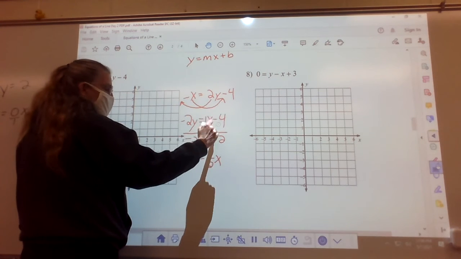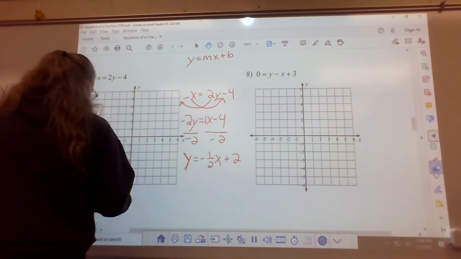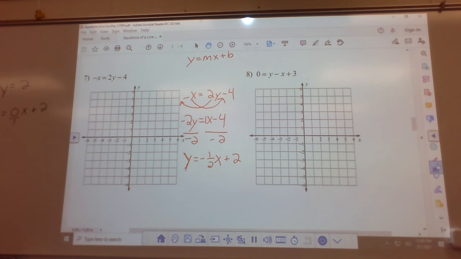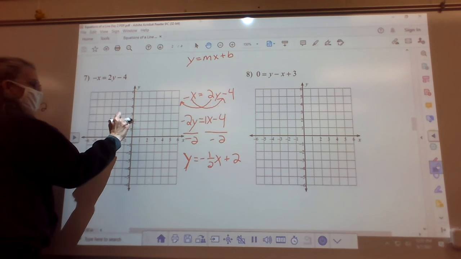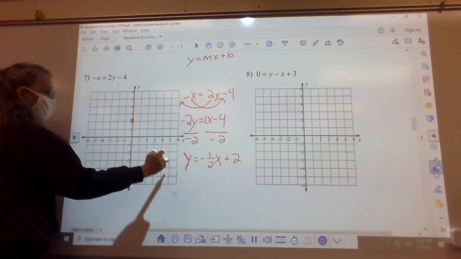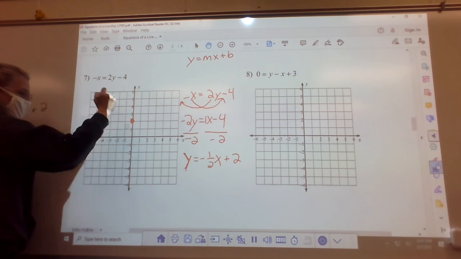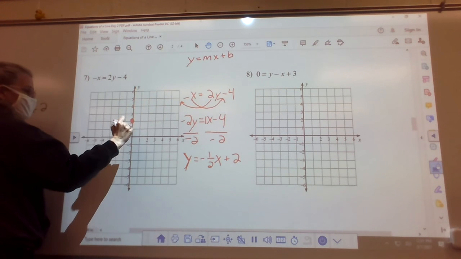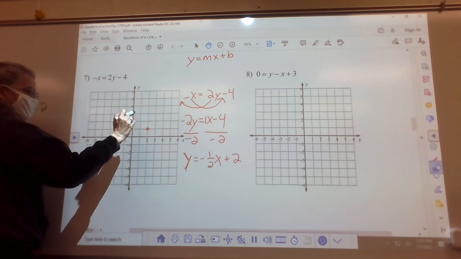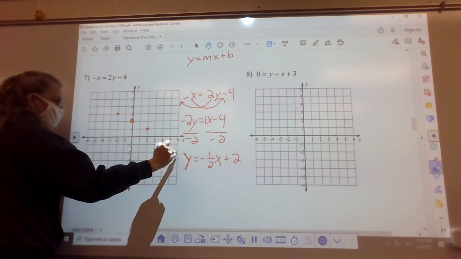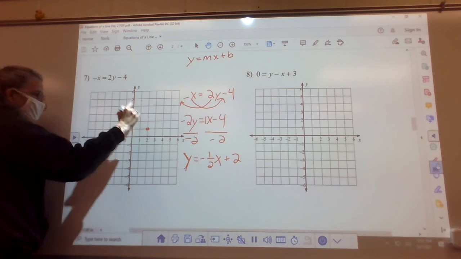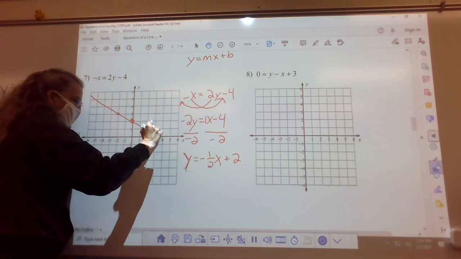-4 divided by -2 gives me a positive 2. So now I have an equation I can graph from. So put the point on 2. It's a negative slope, and negative slopes go downhill. So I have a choice. I can either go down and to the right, down 1 over 2, or I could have also gone up and to the left. But I have to make sure it's going this way for a negative slope, downhill. There's my line.